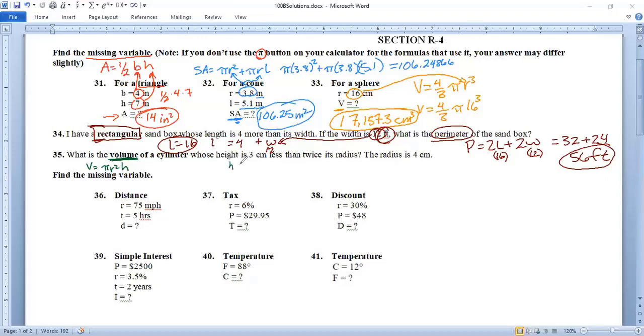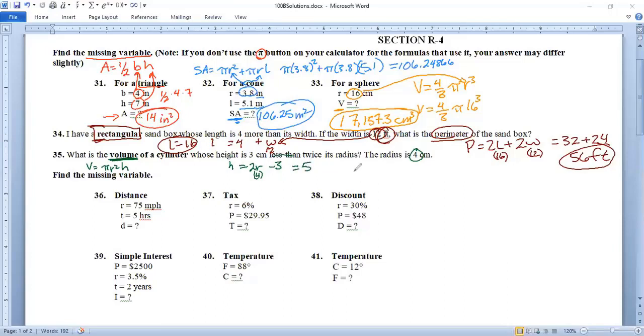So I'm going to write this out. Height is 3 less than, that's subtracted from, so 3 less than subtracted from twice its radius. Okay, so the radius is 4. So let's stick 4 here. 2 times 4 is 8, minus 3 is 5. So the height is 5 centimeters.